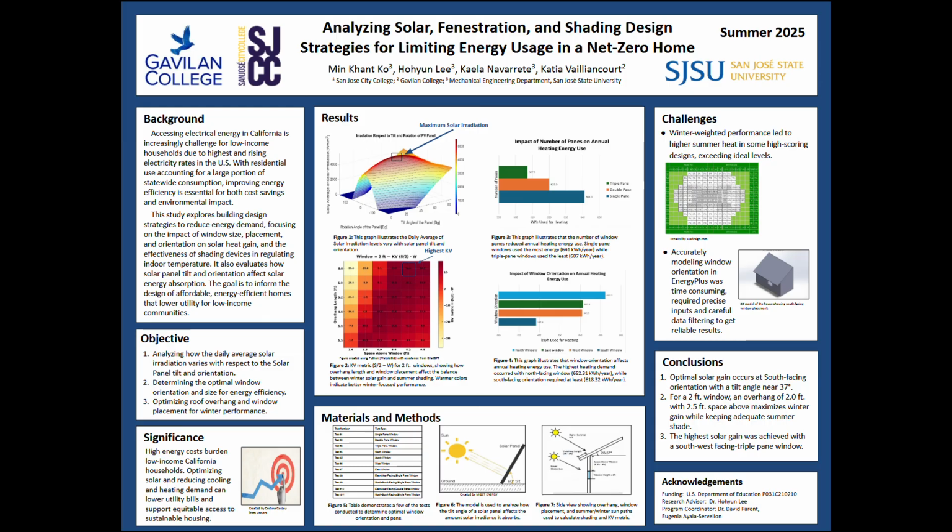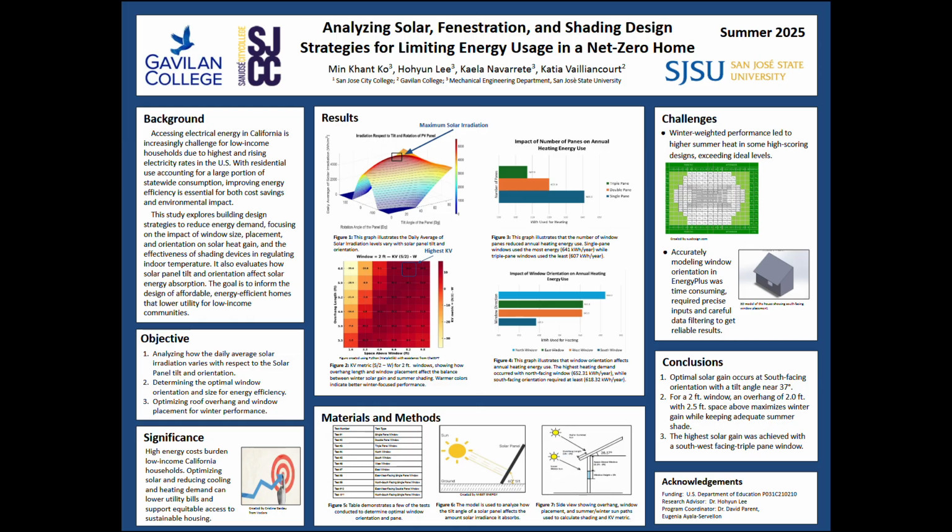It also evaluates how solar panel tilt and orientation affect solar energy absorption. The goal is to inform the design of affordable, energy-efficient homes that lower utility costs for low-income communities. Now, for this project, we did have 3 different objectives, one involving solar, one involving window orientation, and one involving window overhang and space/placement of the window. Now, these 3 objectives were split up between the 3 students that were working.